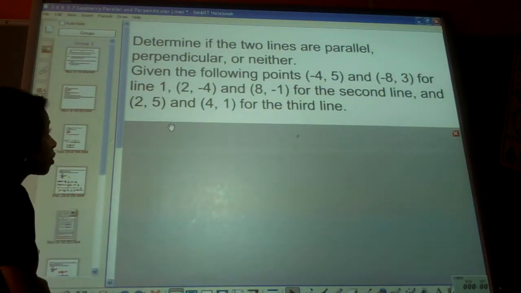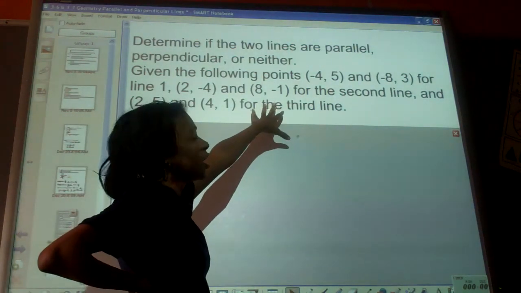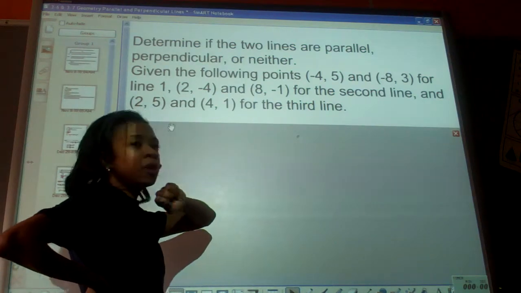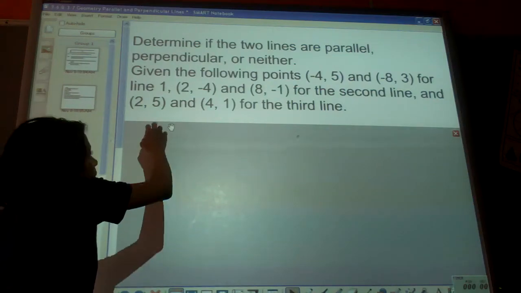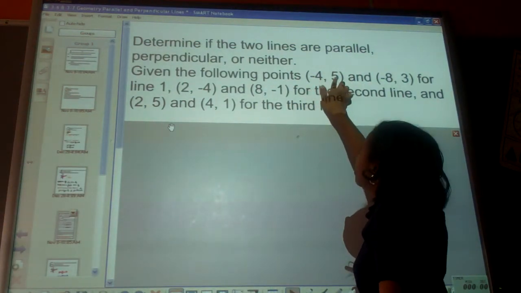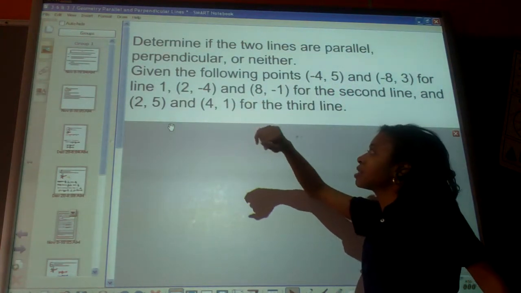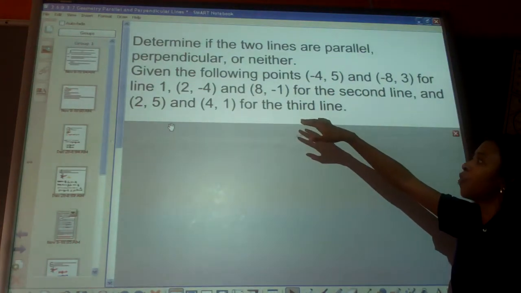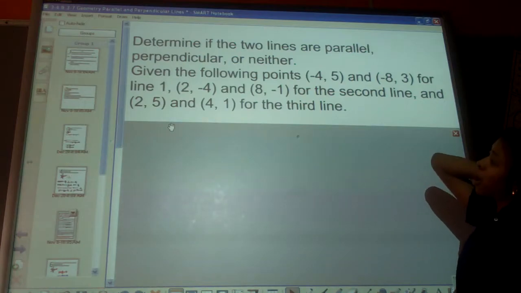Let's determine a couple of things here. Looking at this particular example, given the following information, let's suppose I have 3 lines. And I'm trying to determine if any of the lines are parallel or perpendicular. Well, I'm given 2 points that lie on the first line: (-4, 5) and (-8, 3). And on the second line, I know the points are (2, -4) and (8, -1). Those lie also on some other line.